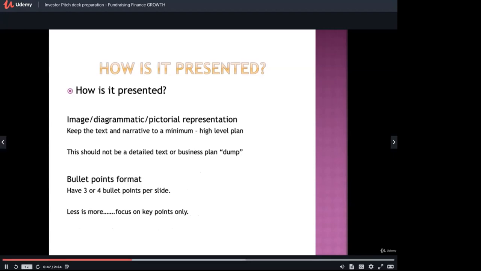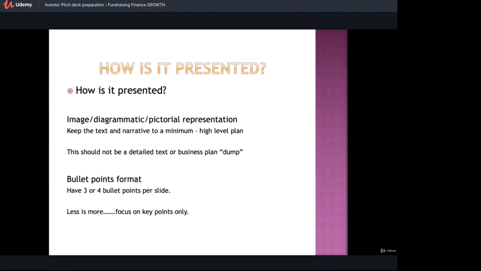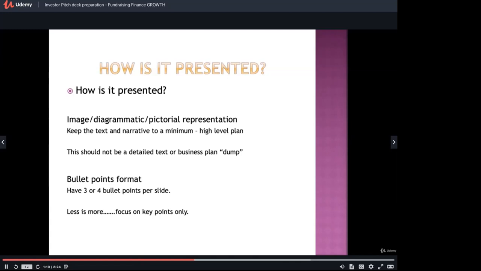How is it presented? Think of this as a high-level plan that you need to deliver to an investor in 5 minutes. So you need to make it more visual and less text-based. The text will be in short bullet points. You must avoid making it look like a text dump. In a 5-minute presentation, less is more. You must get your points across succinctly, and for this reason, you have to focus on the key points only.